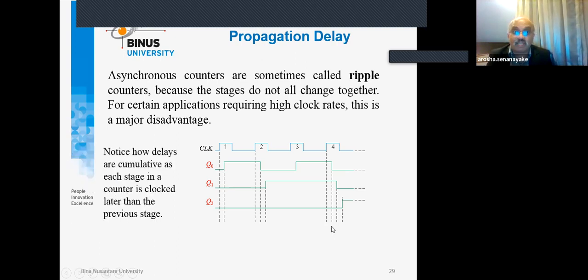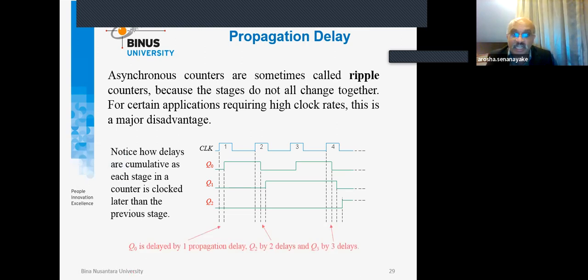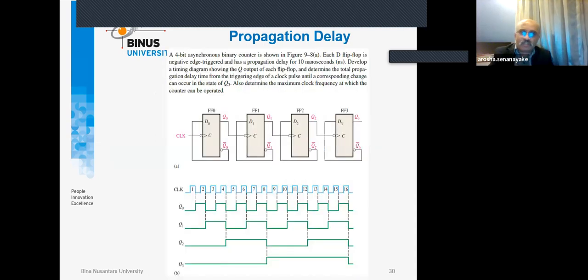So we can easily calculate those delays. Q1 is delayed by 1 propagation delay, Q2 by 2 delays, and Q3 by 3 delays. Such delay will be accumulated. So the propagation delay will be higher and higher if you use a higher number of bits. So you should be able to calculate those.